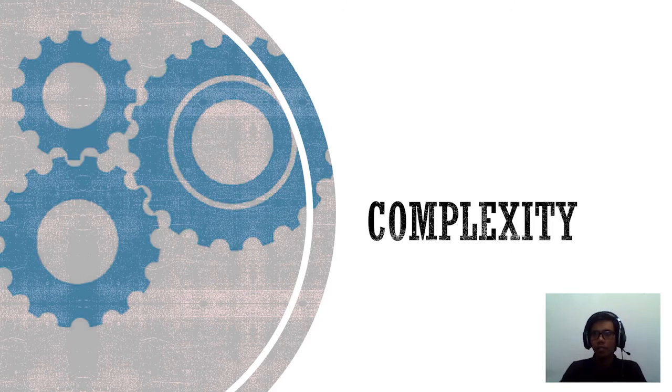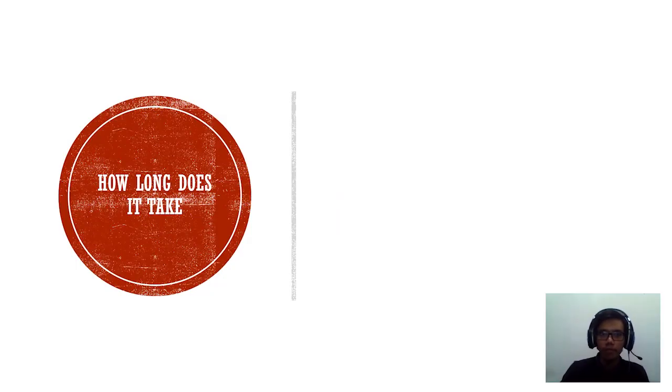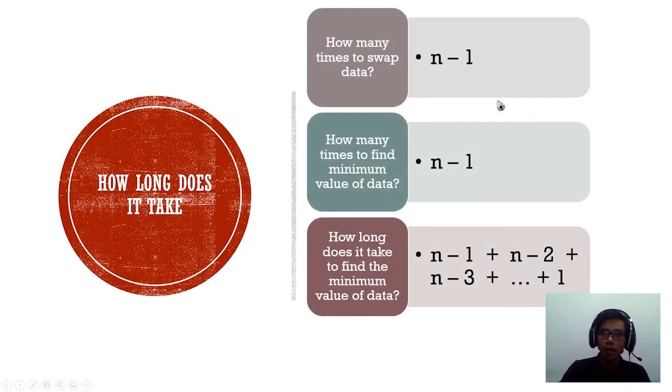First, we're going to discuss the complexity of the selection sort algorithm. Here, how long does it take? How many times do we swap the data? How many times we swap the data in the algorithm is equal to n minus 1. What is n? n is the number of elements, the number of data we input, and we minus 1. Why minus 1? Because the last element does not need to swap.